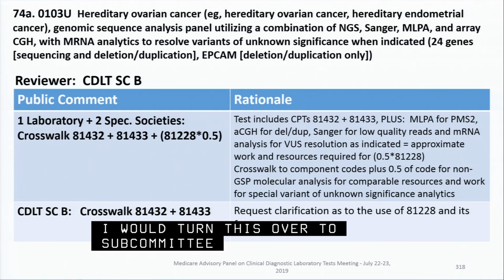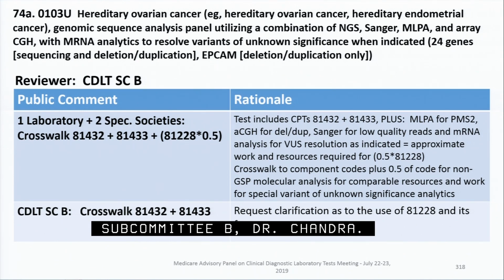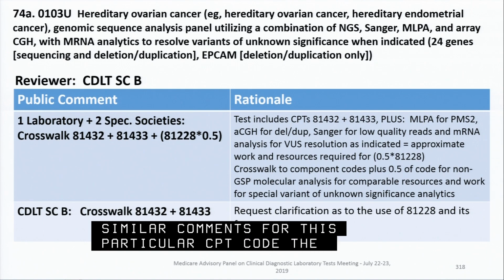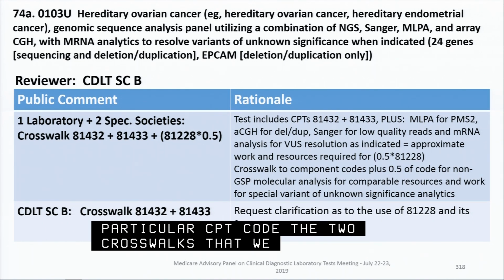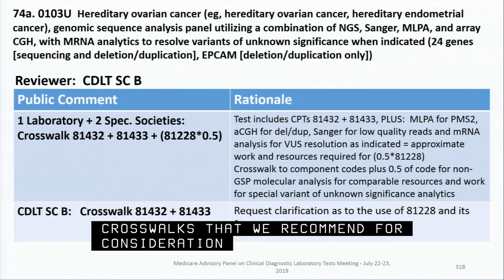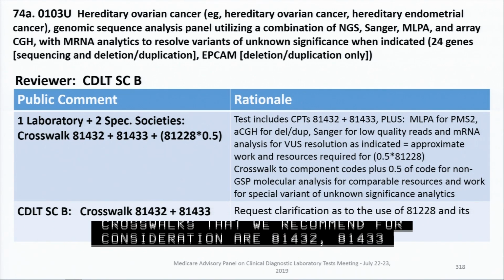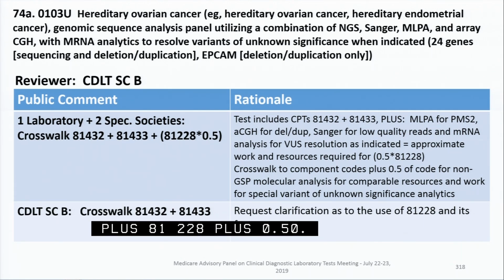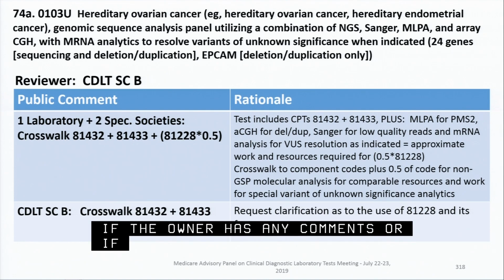Thanks, Karen. Similar comments for this particular CPT code. The two crosswalks that we recommend for consideration are 81432 plus 81433 plus 81228 times 0.5. The second crosswalk is simply 81432 plus 81433 for the voting panel members. And if the owner has any comments or if there's any questions from the rest of the committee members, I leave it open for discussion.